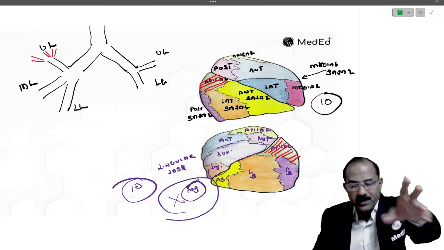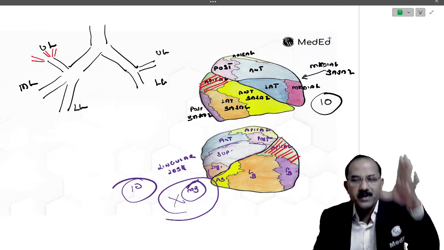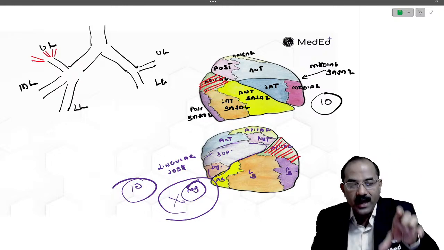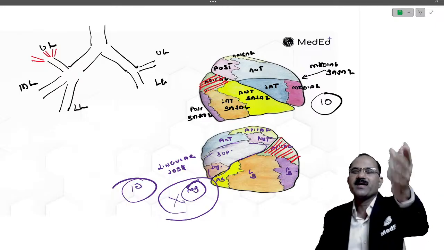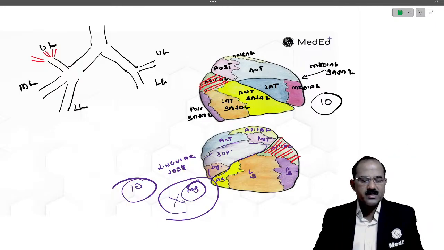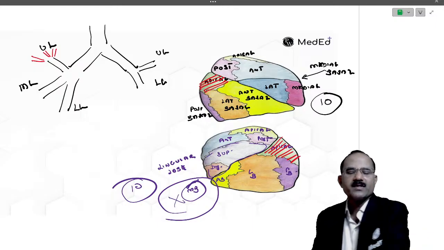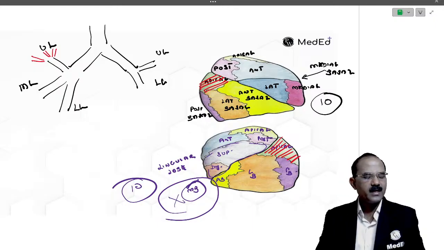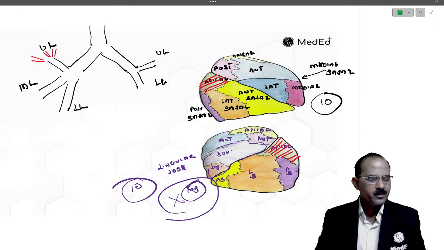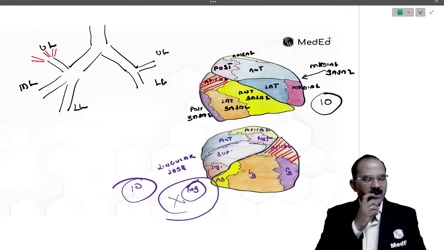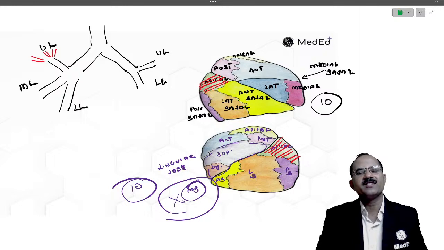Can anyone tell me which is the most dependent part of the peritoneal cavity in supine position? Come on, students. The most dependent part of the peritoneal cavity in supine position. What is that? Any guesses? Not the paracolic gutter. It's the hepatorenal pouch of Morrison. Morrison's pouch, children, Morrison's pouch.